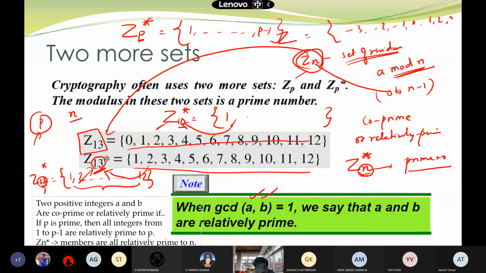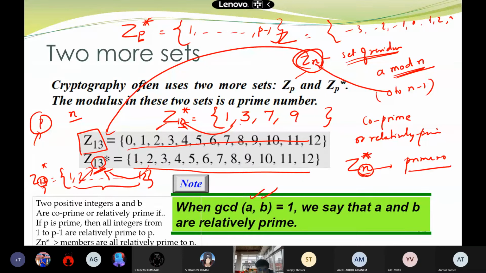1, yes. 2 will not be part because the GCD, you know, is going to be 2. 3 will come? Yes, sir. 4 will not come. 5 will not come. 6 will not come. 7 will come? Yes, sir. 7 will come. Good. 8 will not come. 8 and 10, GCD is not 1, right? And then 9 will come. Yes, sir. 9 will come and 10 will not come, right?